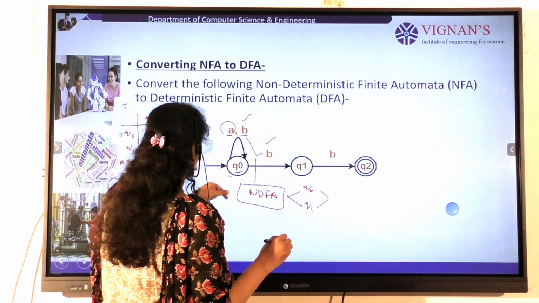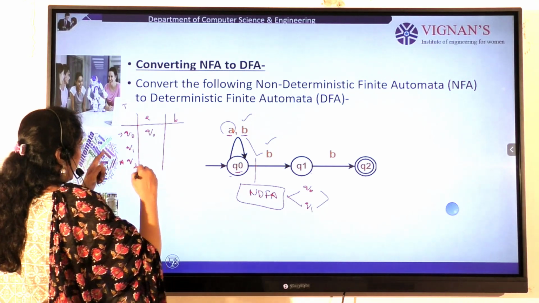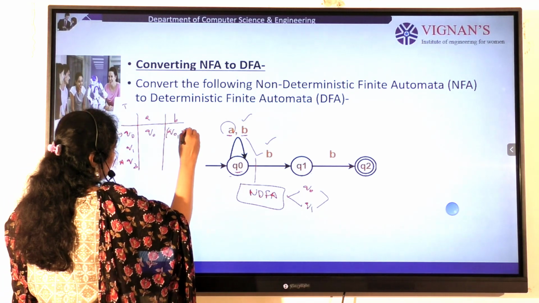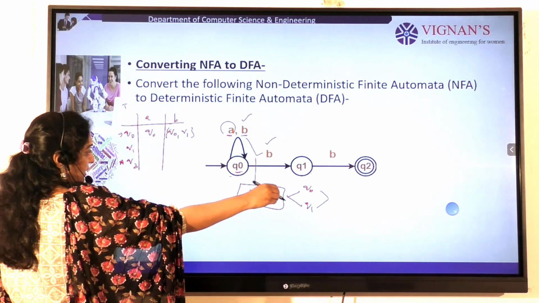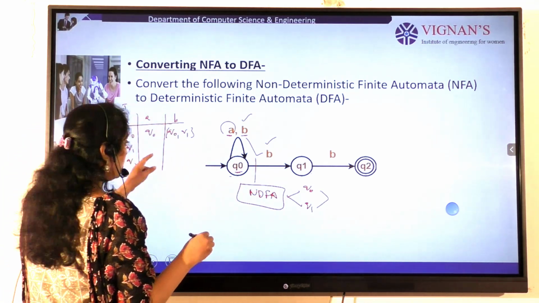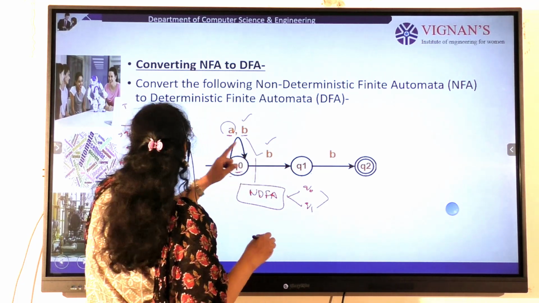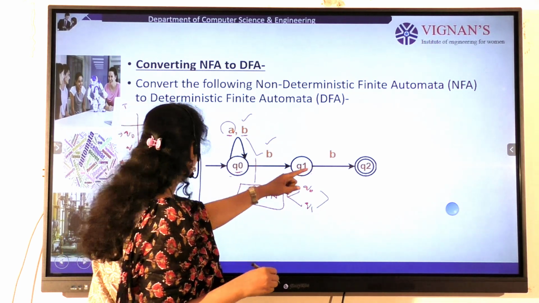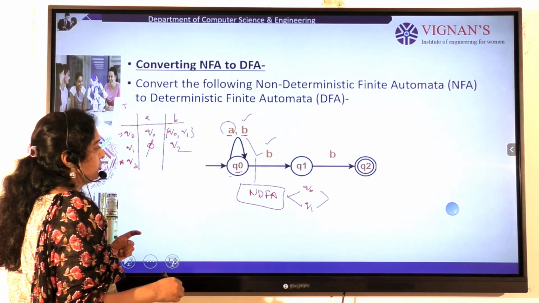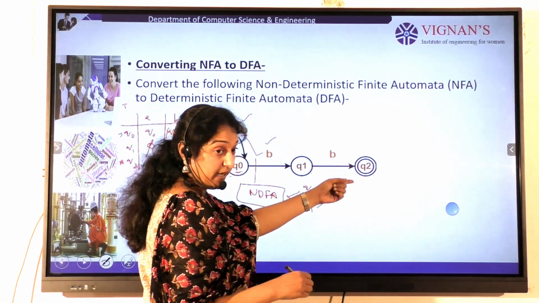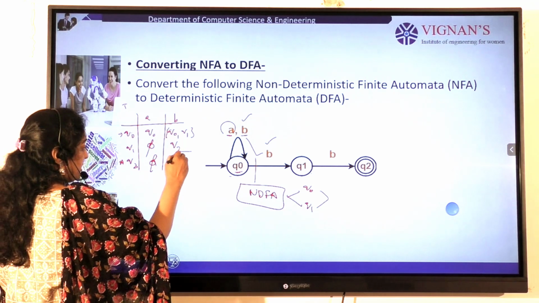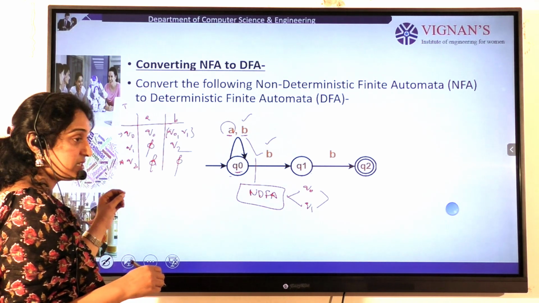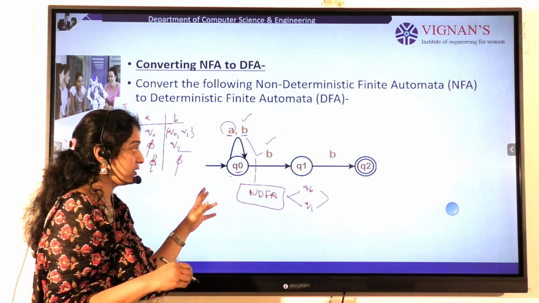Q0, by reading an input symbol A, reaches Q0, and Q0 by reading input symbol B reaches Q0, Q1. This is what makes it an NFA. Whereas Q1, by reading an input symbol A, doesn't have any transition, so keep it as phi. And Q1, by reading an input symbol B, reaches the final state Q2. Whereas Q2, by reading input symbol A and B, doesn't have any transition, so keep it as phi. So the first step is we need to construct the transition table from the given non-deterministic finite automata.